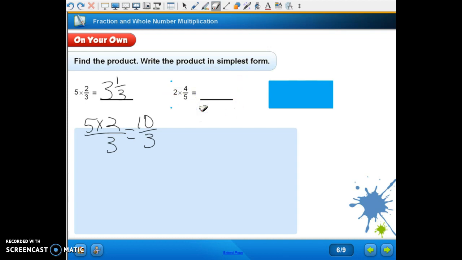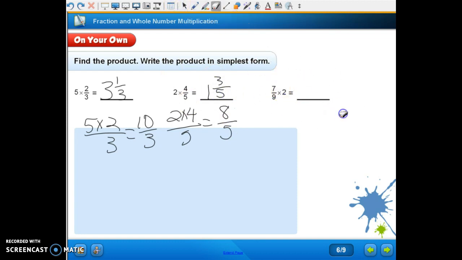This is number 8. If I rewrite this, 2 times 4 over 5 is equal to 8/5. 5 goes in there once with 3/5 left over. And if I do this last one, 7 over 9 times 2, I get 14/9, or 1 and 5/9.